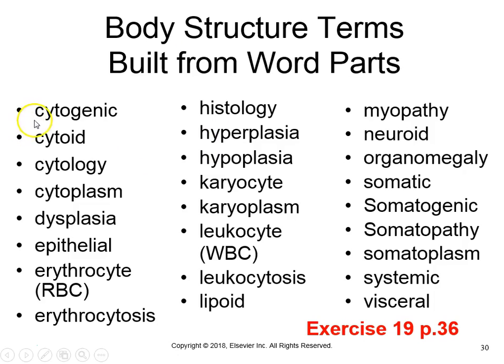So for example, we have cytogenic, producing cells, whereas cytoid means resembling a cell, or studying cells, or the substance in a cell. All of these start with the same word root, but have different suffixes on them. There's different kinds of growth. Plasia means growth. There's difficult or painful growth and development. There's excessive. There's not enough. Notice how, as I mentioned previously when we were doing colors, erythrocytes are your red blood cells, RBCs, and your leukocytes are your white blood cells.